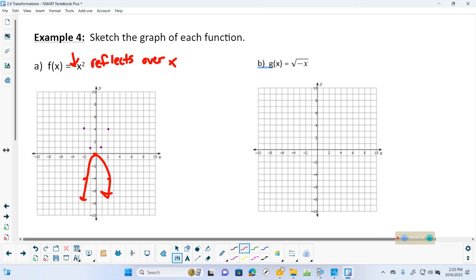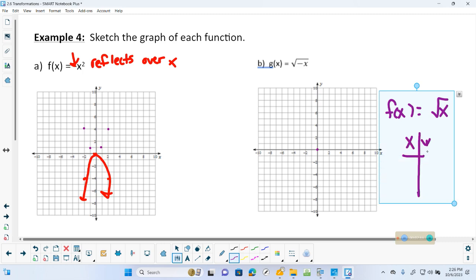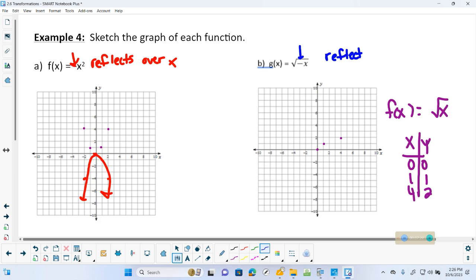All right, let's do this square root of negative x. Again, I'm going to put the purple parent function on that we graphed earlier. So remember in my t-chart, we had 0, 0, 1, 1, 4, 2. Okay, so now let's do our transformation on this one. Our negative in there means this time we are reflecting. It's not in front, it's attached to x. So this is over the y-axis.